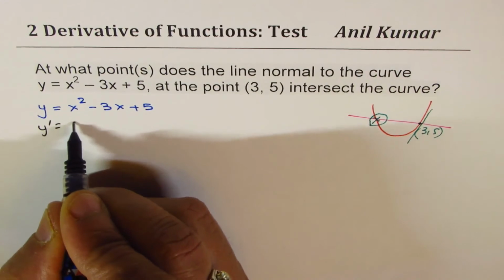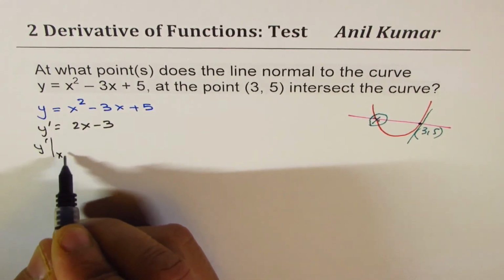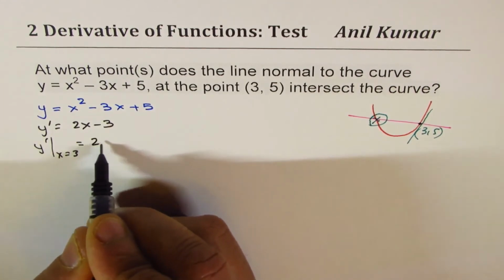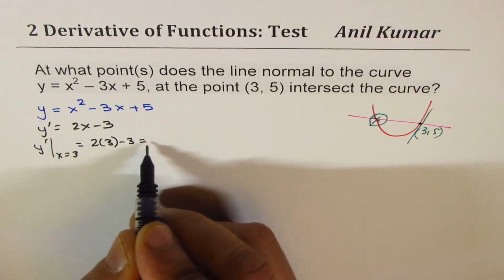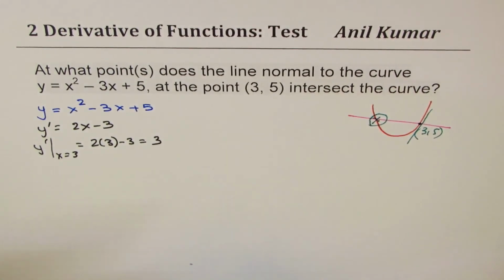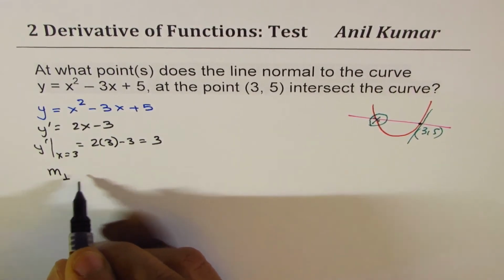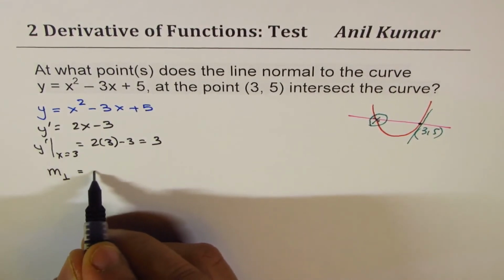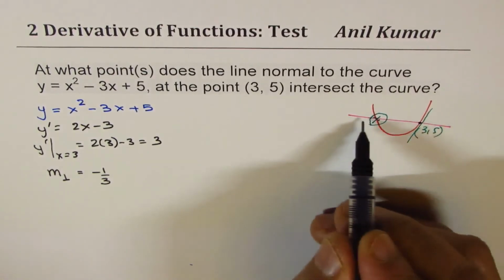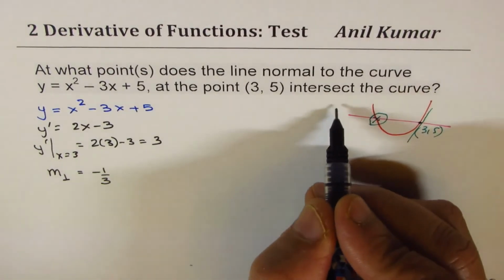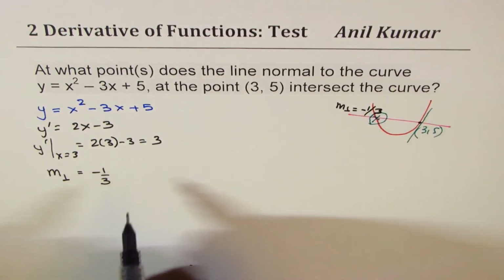The derivative will be 2x minus 3. The derivative at x equals 3 is 2 times 3 minus 3, which is 6 minus 3, which is 3, right? So the slope of the tangent is 3. So what is the slope of the perpendicular? It will be the negative reciprocal, so minus 1 over 3. So we get this negative reciprocal slope. We know the slope of this line is minus 1 over 3.